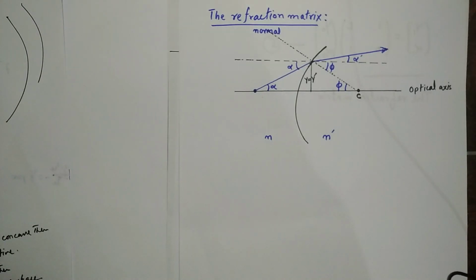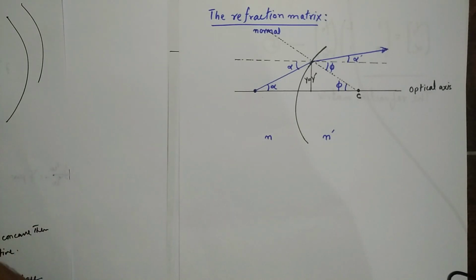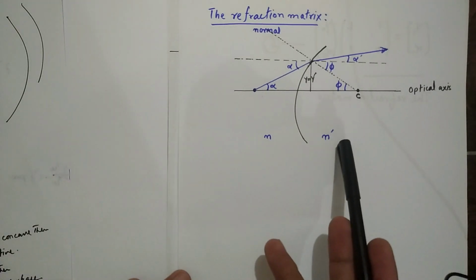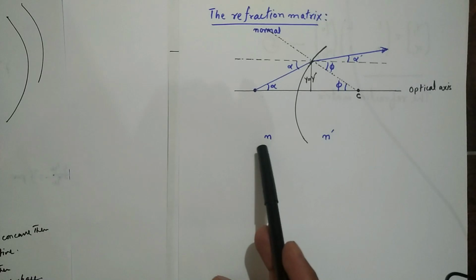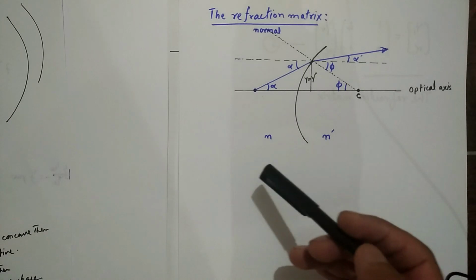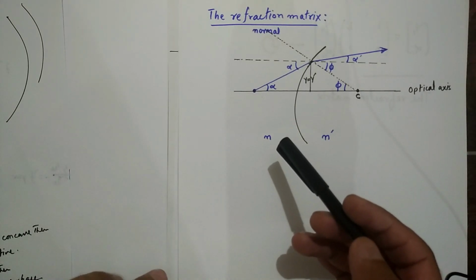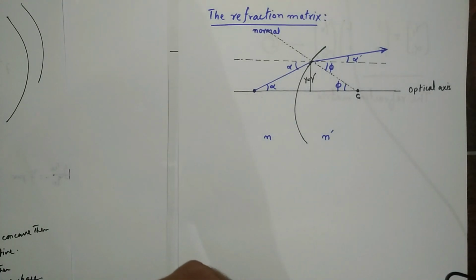Hello students, in today's lecture we are going to derive the matrix for the refraction of light. So consider the refraction of a ray at a spherical interface separating two media of refractive indices n and n prime. Let's suppose to the left side of the spherical interface the refractive index is n and to the right is n prime, as shown in this figure. We want to relate the ray coordinates y prime, alpha prime after refraction to those before the refraction, which are y, alpha.